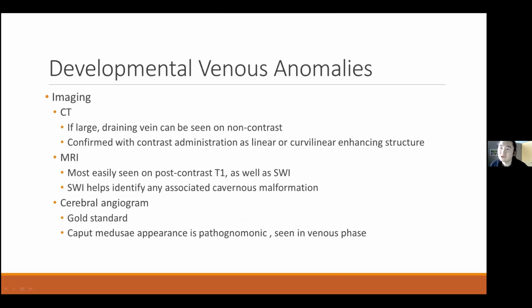On imaging, like I said, sometimes you can appreciate it on non-con, but not super reliable. You might incidentally pick this up on contrast administration, and they'll come as a linear or curvilinear enhancing structure. And on MR, they're most easily appreciated on a post-con T1. They also have susceptibility on an SWI. And the SWI is important to get because that is going to help you pick up an associated cavernous malformation, especially the smaller ones. The gold standard for diagnosis is a cerebral angiogram, which will also show that caput medusa appearance in the venous phase, which is pathognomonic.